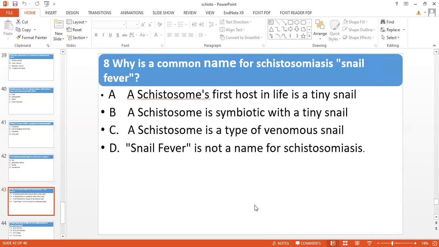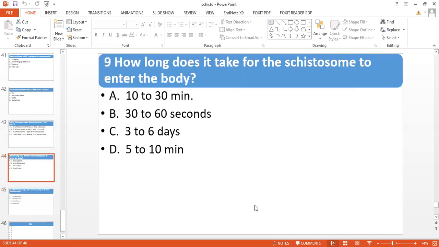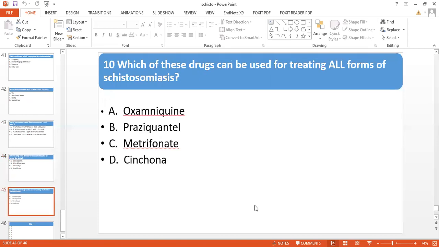Why is the common name of schistosomiasis snail fever? You say it is because it goes in the tiny snails. How long does it take to enter the body? It should be 30 to 60 seconds. The last one: which is the drug of choice for all? Praziquantel. That's the key.